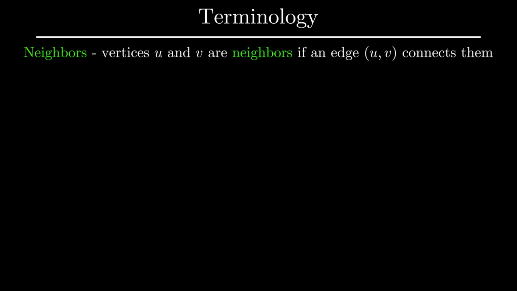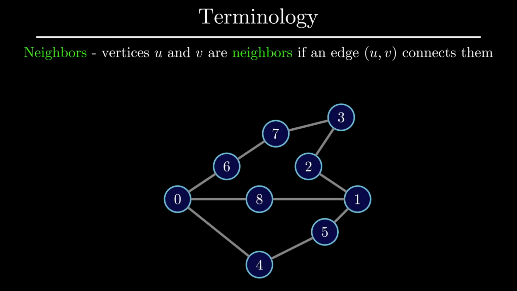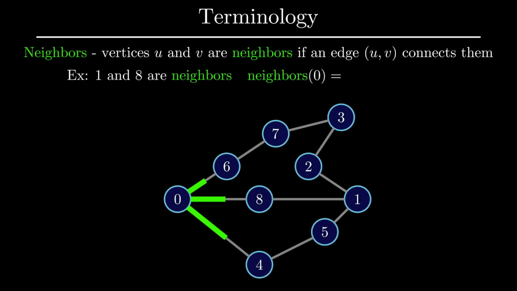Let's now define some important terminology that you'll see over and over again when talking about graphs. The first important term is the concept of neighbors in a graph. Formally, two vertices are neighbors if an edge connects them. Here's an example. Vertices 1 and 8 of this graph are neighbors since they are connected by an edge. One thing that we will often query a graph for is all neighbors of a particular vertex. For example, if we were to ask for all neighbors of node 0, the result would be the following set of 3 nodes. Nodes 4, 6, and 8.